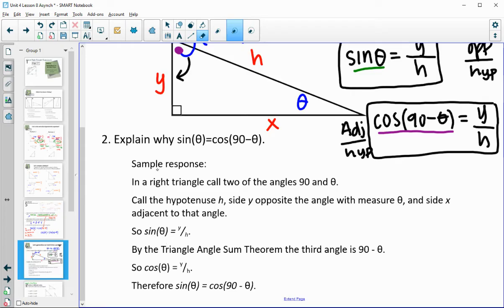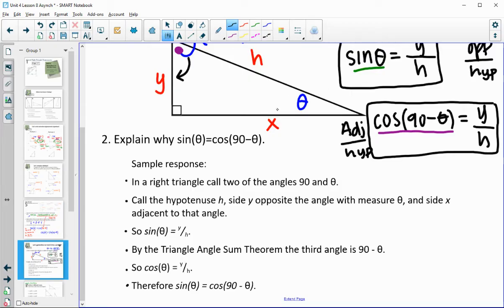So here's a sample response. I just did it in bullet points of each different thing versus writing it into a paragraph. This is just saying in a right triangle, we're going to have angles 90 and theta. That's how we started. Then we labeled the sides. Hypotenuse is across from the 90. I labeled the one across from theta Y and next to theta X.